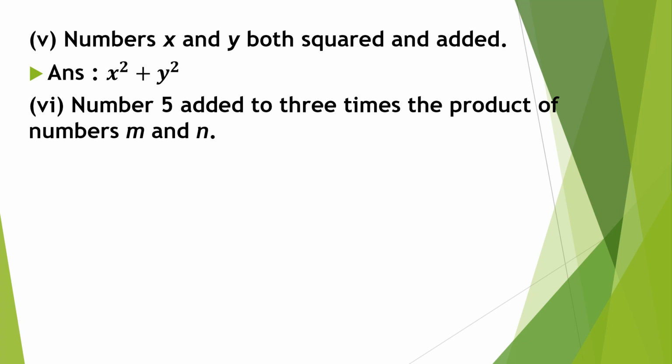Next question number 6. Number 5 added to 3 times the product of numbers m and n. So children, first you can take the last part of the sentence. Product of numbers m and n. What will be that? Yes, mn. Next, 3 times the product of m and n. 3 times means 3 multiplied by mn. Now it is given number 5 added to 3 times the product of m and n, means 3mn plus 5.